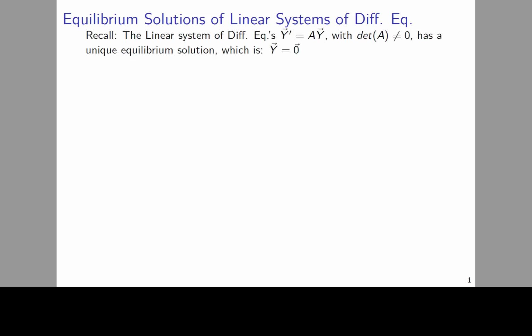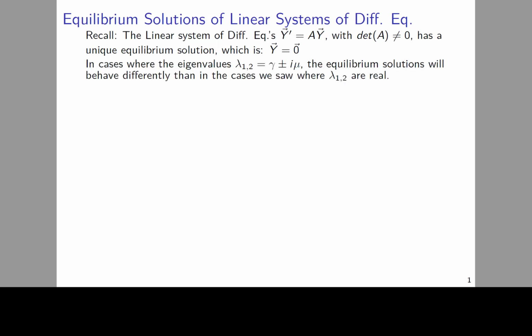Recall, the linear system of differential equations y' = Ay with the determinant of A non-zero has a unique equilibrium solution, which is at the origin of our phase portrait, y equals the zero vector. We studied the cases where we have distinct real eigenvalues, but in the cases where the eigenvalues λ1 and λ2 equal γ ± iμ are complex, the equilibrium solutions will behave differently than those real cases that we already looked at.